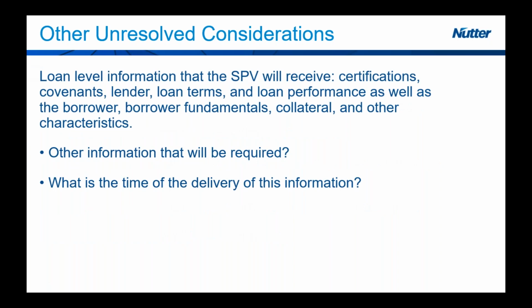An additional item to consider is the type of loan level information that the SPV will receive. Per the frequently asked questions, they will receive certifications, covenants, the lenders, the loan terms, and the loan performance, as well as information on the borrower fundamentals, collateral, and other characteristics. I guess the thing to consider there is, will there be any other additional information that will be required? And more importantly, what will be the timing in terms of the delivery of that information?